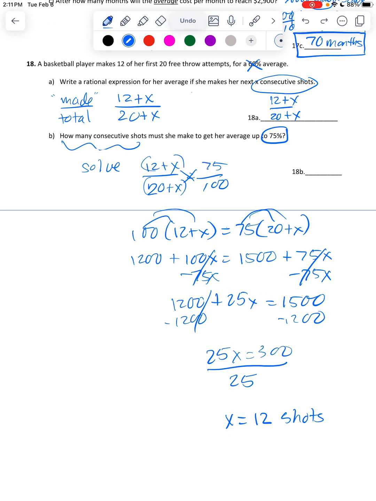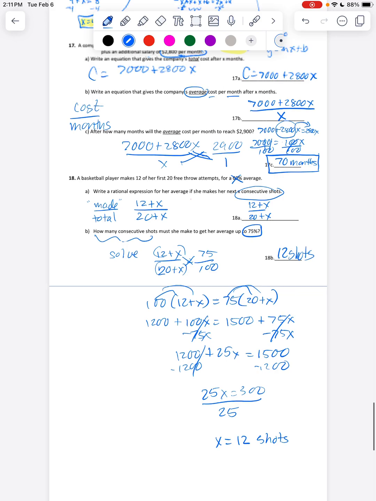So these, again, set up the same every time. So just kind of get yourself to recognize the situation and set the problem up in the same manner, and then you can rock it.